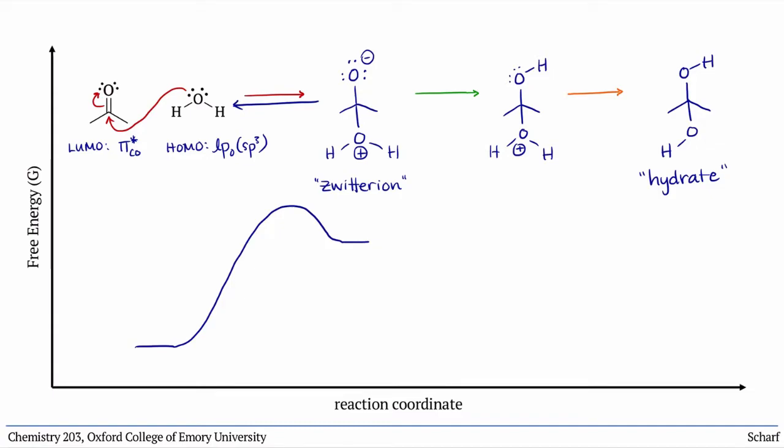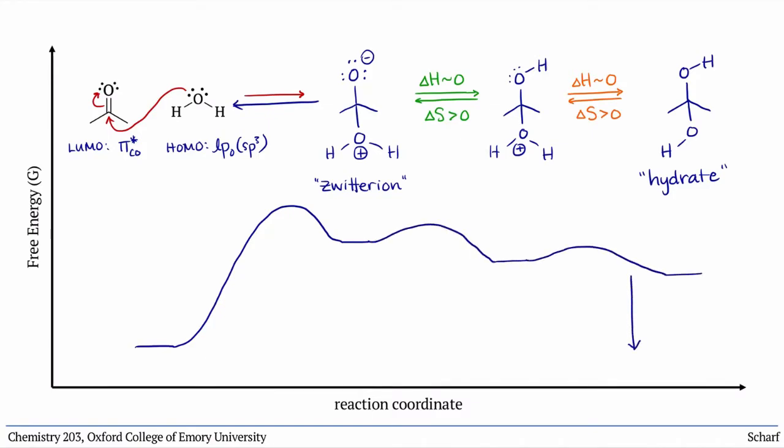These last two acid-base steps are neither exothermic nor endothermic, but they are slightly entropically favorable because they spread out the charge. Overall, though, this net reaction isn't very favorable. The reverse reaction is preferable. In general, the hydration of ketones and aldehydes has an equilibrium constant much less than 1. Your textbook does go into some pretty good detail about exceptions to this, particularly when the carbonyl group is especially electrophilic.